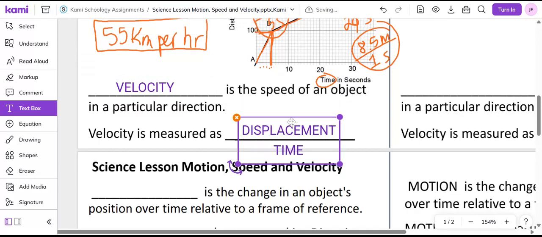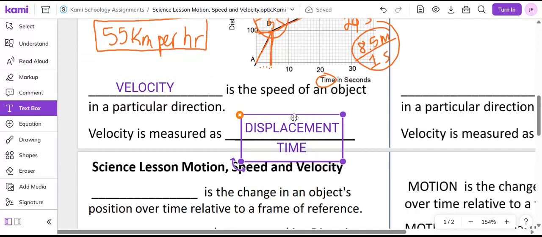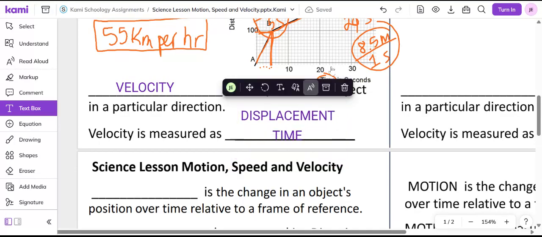You're going to glue this into your journal on the next open page. Do not skip a page. Go side to side or front to back.